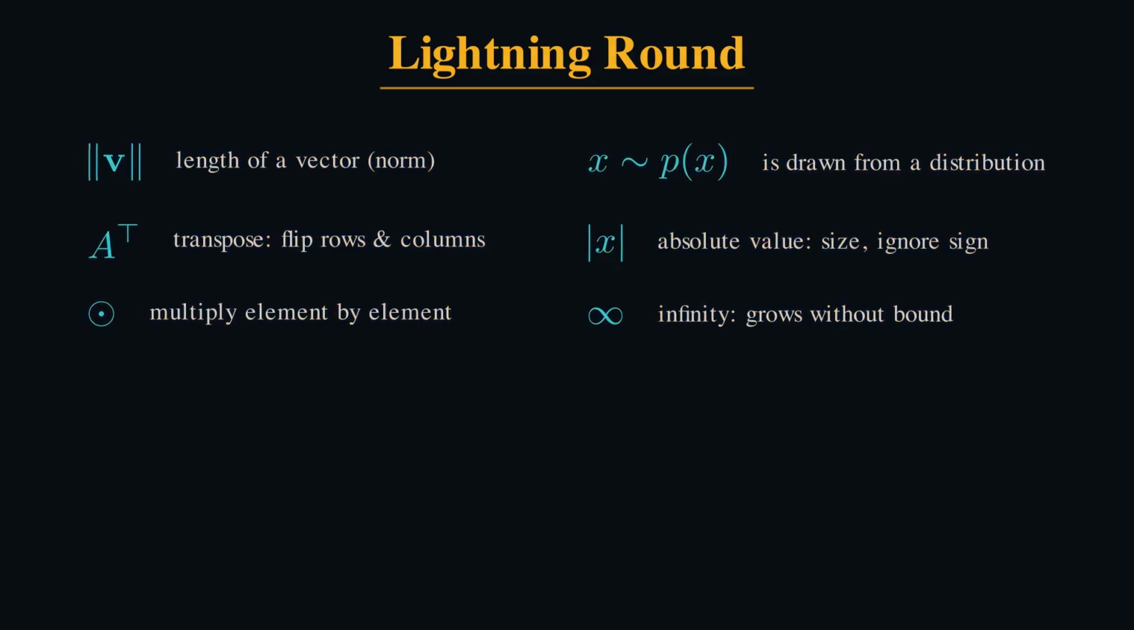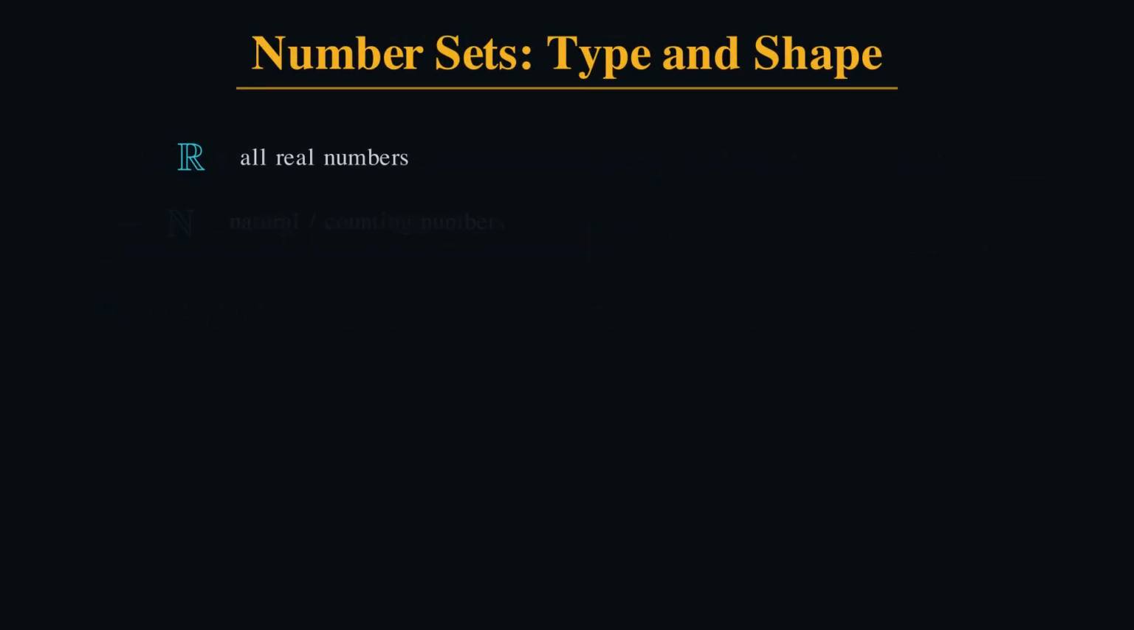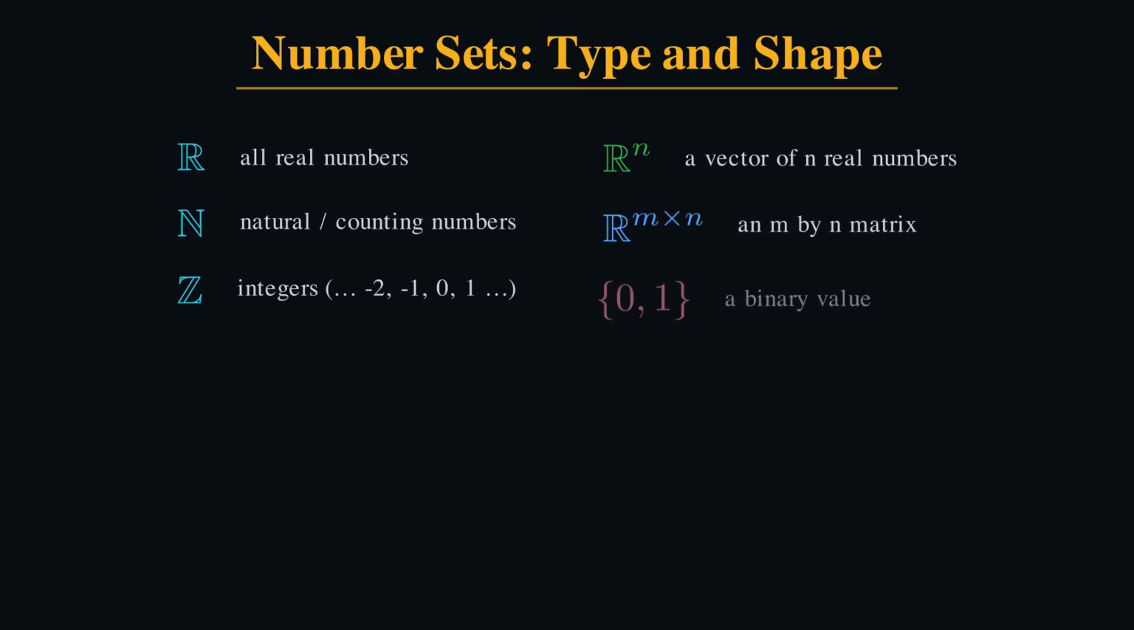Notice what just happened. We never did any hard math. We only learned what each piece of shorthand stands for. That is the whole game. Open almost any paper and the first thing you meet is a Blackboard letter. Blackboard R means the real numbers, ordinary decimals. Blackboard N is the counting numbers, and Blackboard Z is the integers.